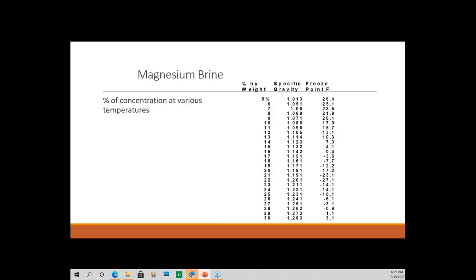Now, magnesium brine. Generally speaking, what we would do with magnesium brine is test it using a hydrometer. It's a tube that you put into a beaker full of magnesium brine, and it'll tell you the specific gravity of that brine. According to this chart, you can take the specific gravity, figure out the percentage of concentration by weight, and then also determine what the freezing point of that product is going to be at that concentration. So make sure you have a testing mechanism for the chemical you're planning on using.